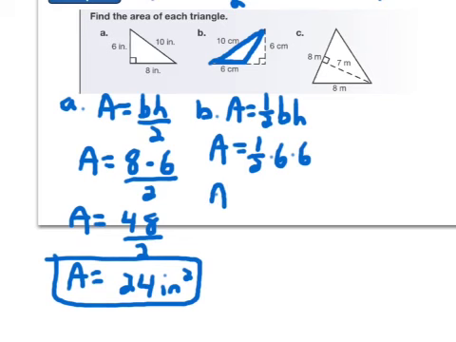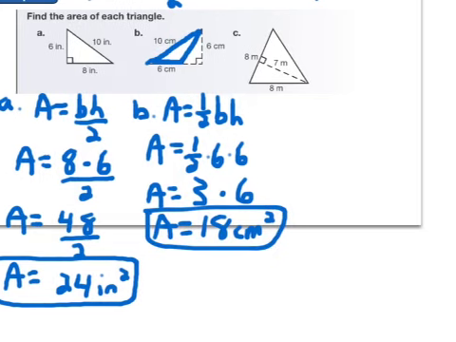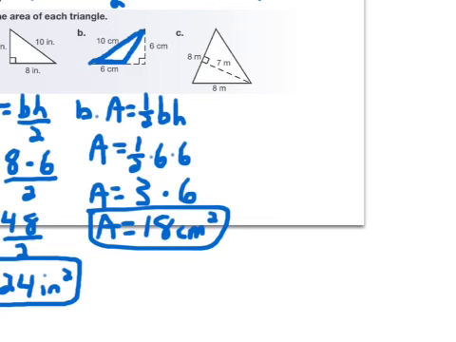Well, let's go back to our formula here. Area is 1/2 times 6. That means 1/2 of 6. That's 3. And 3 times 6 is 18. And again, we need a label. We're in centimeters, and area is always squared. Okay? And let's go on to the last example. This one's a little tricky.